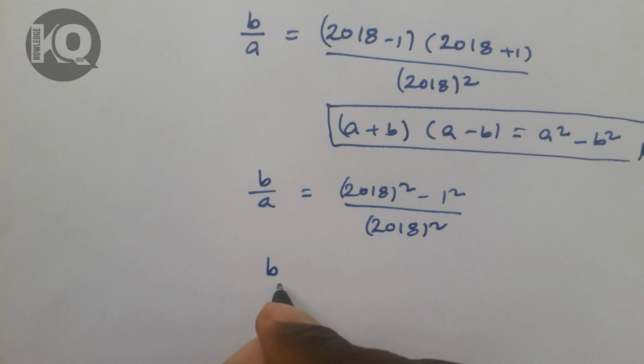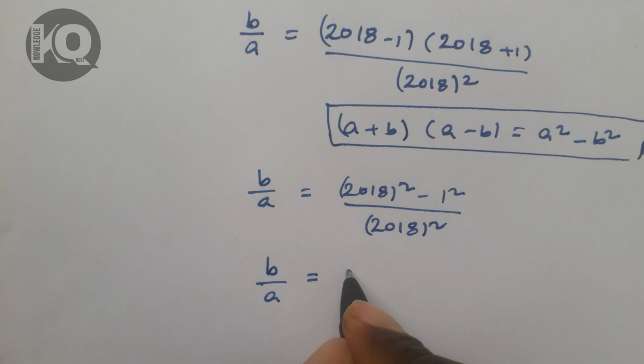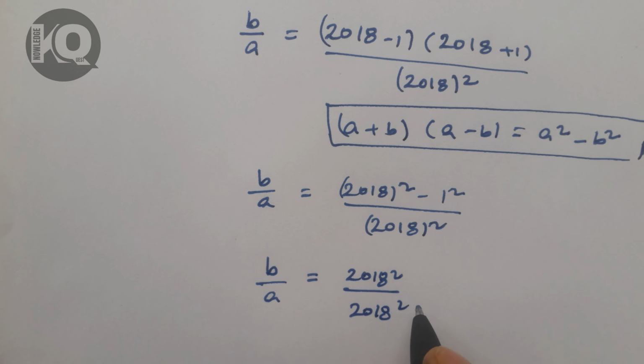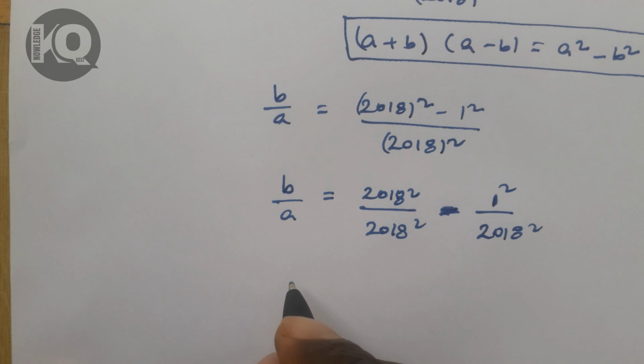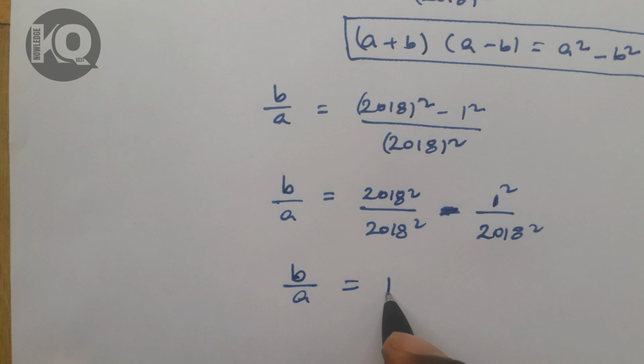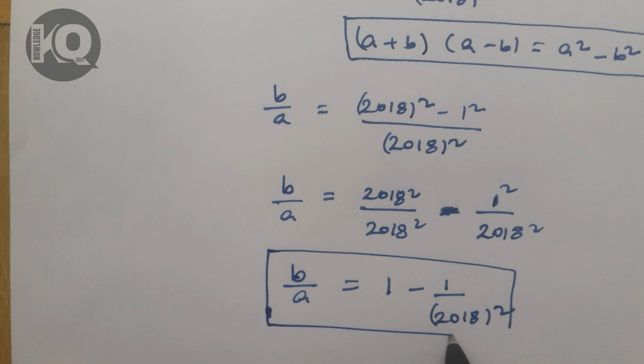Finally, let's separate the terms: 2018 squared divided by 2018 squared, minus 1 over 2018 squared. So finally, the value of b over a is equal to 1 minus 1 over 2018 squared. This is the final answer for the given geometric sequence.